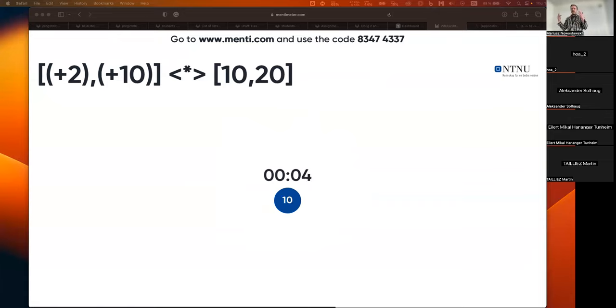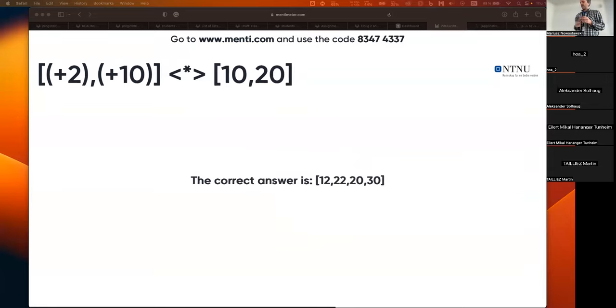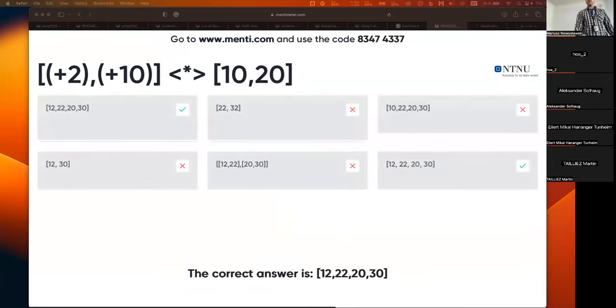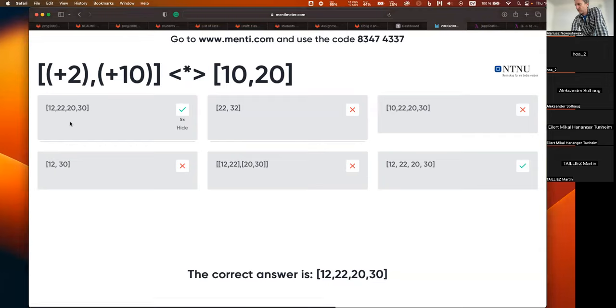You may be wondering how it will work. It goes from left to right. The first function is applied to the first value, and then the first function is applied to the second value, and then the second function is applied to the first value, and the second function to the second value. So 12, 22, 12, 22, and then plus 10, 20, 30. So this is the correct answer.